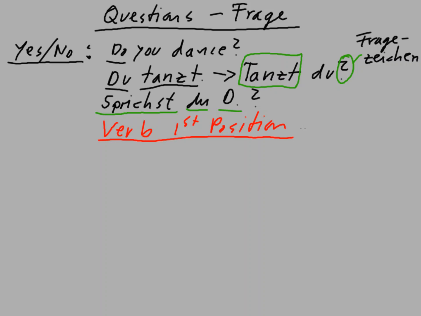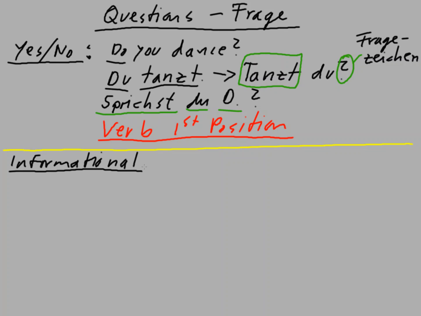Now, we also have something that we will call informational questions. So this is much more complex. So in English, we would ask who, where, when, why, and we get more information as an answer, right? So let's get to it.